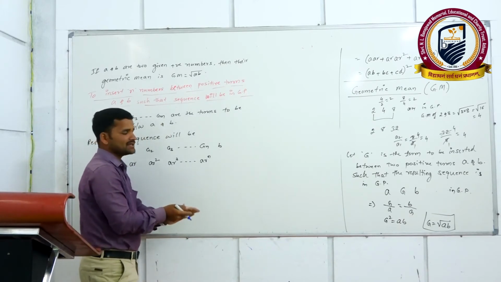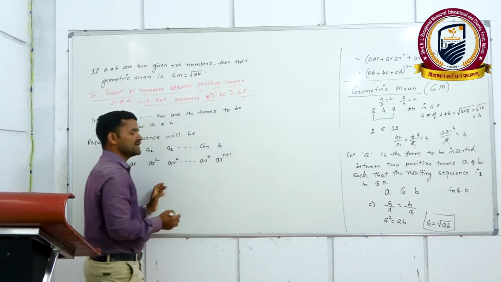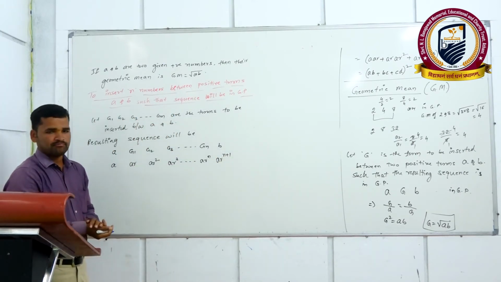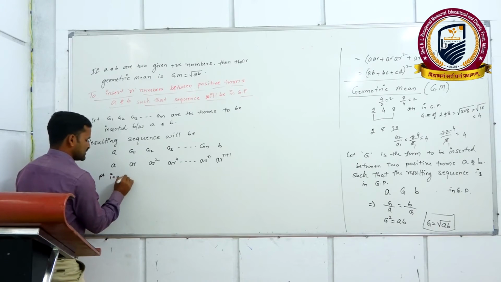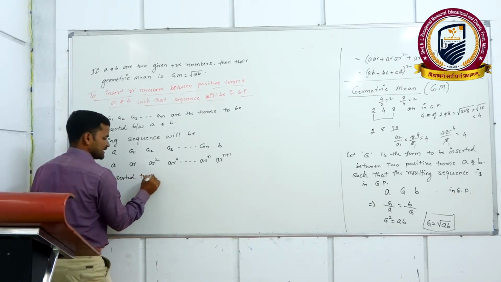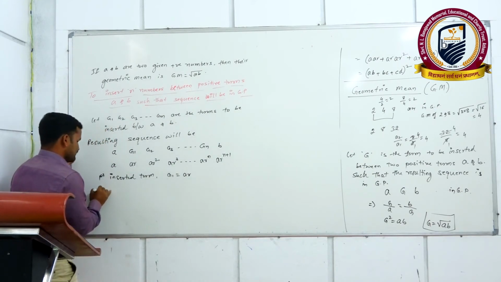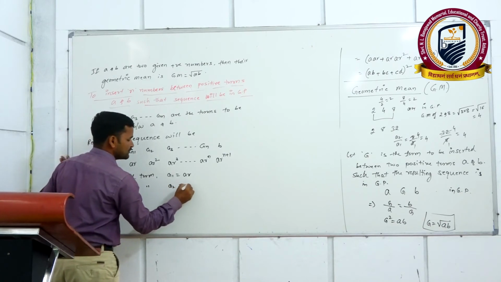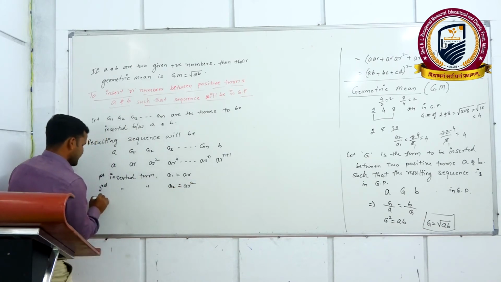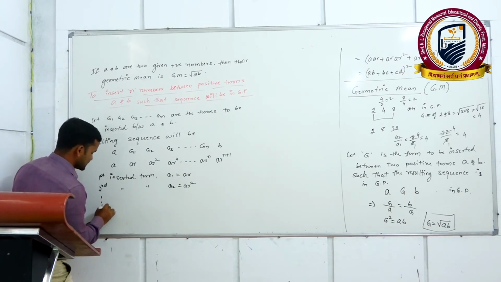Then what will be B? B will be the next term to this. So A into R to the power of n plus 1 will be B. Very simple. Now, first inserted term will be what? First inserted term G1 is equal to AR. And what about the second inserted term? Second inserted term G2 is equal to A into R square. Next, in the same way, third inserted term, fourth inserted term, all those I can write.